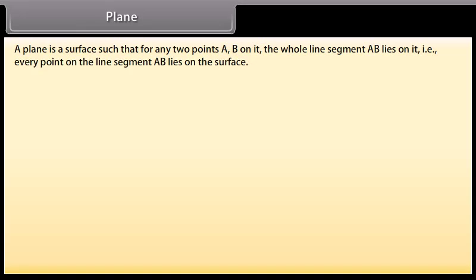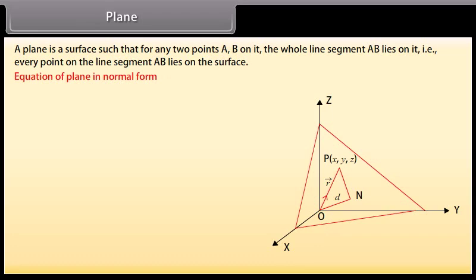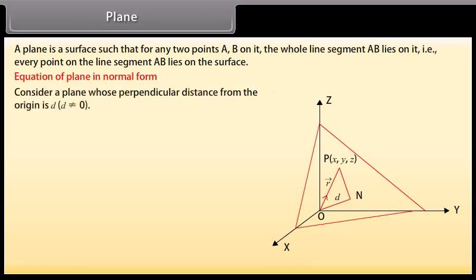Plane. A plane is a surface such that for any two points A, B on it, the whole line segment AB lies on it. That is, every point on the line segment AB lies on the surface. Equation of plane in normal form. Consider a plane whose perpendicular distance from the origin is d not equal to 0.